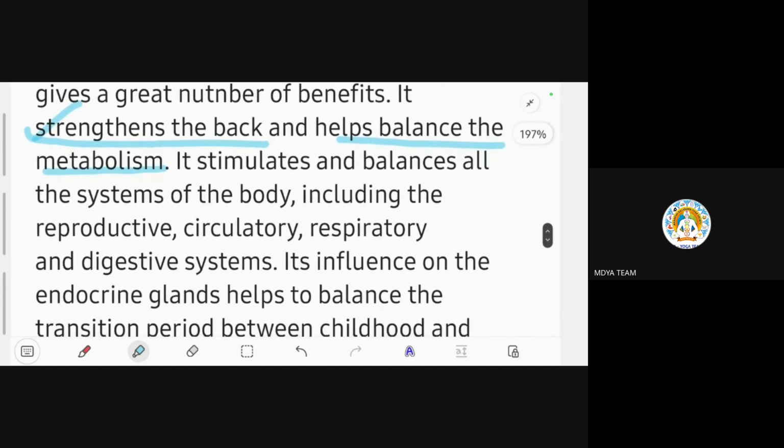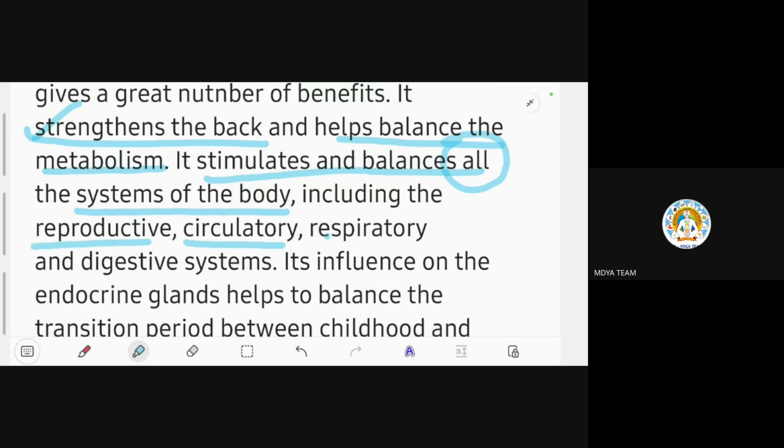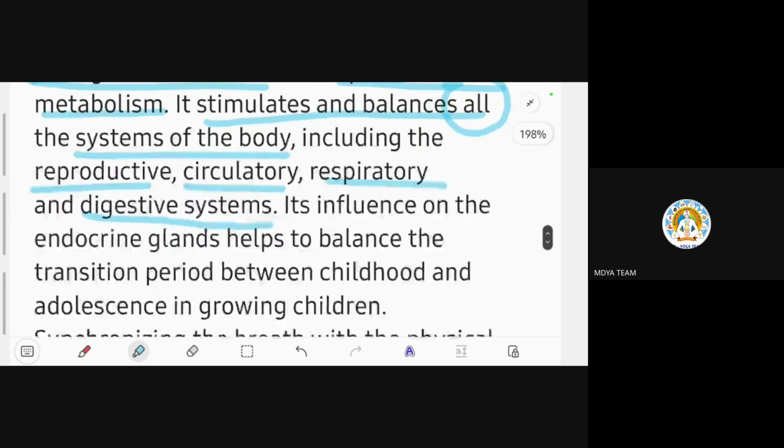It really helps in relieving the belly fat and the fat from the body. Obese people should practice all this. It stimulates and balances all the systems of the body, including the nervous system, reproductive, circulatory, respiratory, and digestive. They have not included the nervous system, but do include the nervous system.